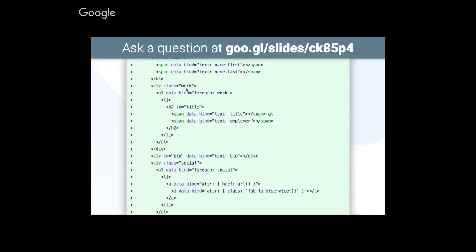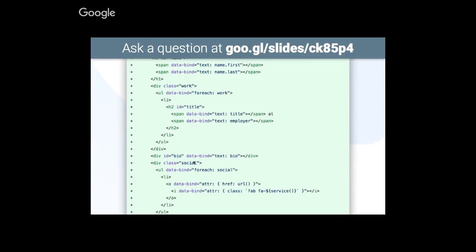Then in our work div, we're going to go through each work item because that's an array of jobs, and then we'll add a list item for each one. Within that, a header where we bind the text of these two spans to the title of our job and our employer. And similarly, we've got a bio. In our bio div, we're going to bind the text to the bio element from our view model. Again, this is almost a direct mapping to our JSON structure.